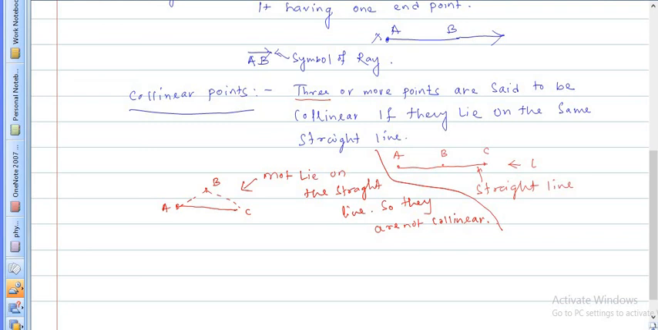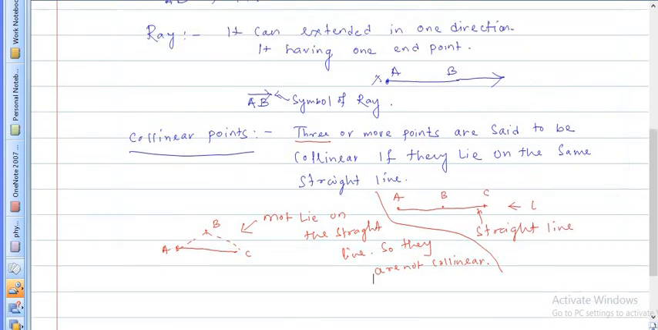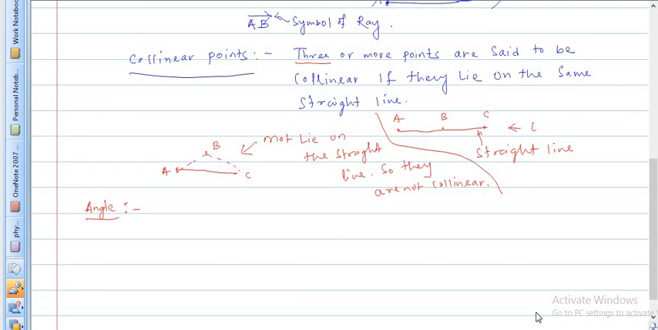Line segment, line, ray and collinear points. A line segment has both endpoints. A line has no endpoints. A ray has one endpoint. Collinear points: 3 or more points are said to be collinear if they lie on the same straight line. You should remember this. Now the next concept we study is the angle.